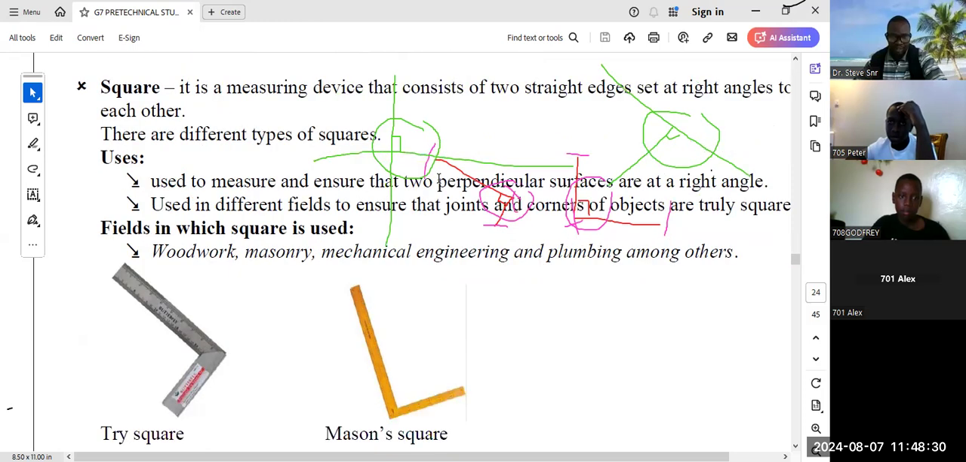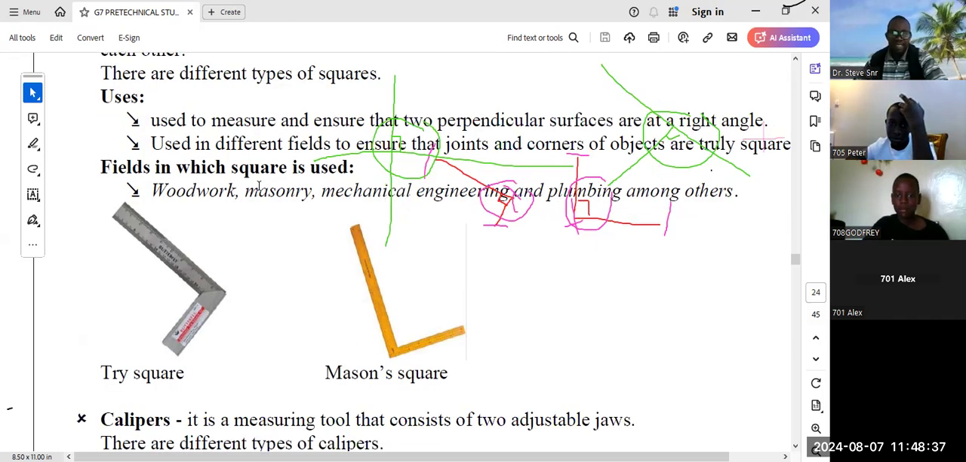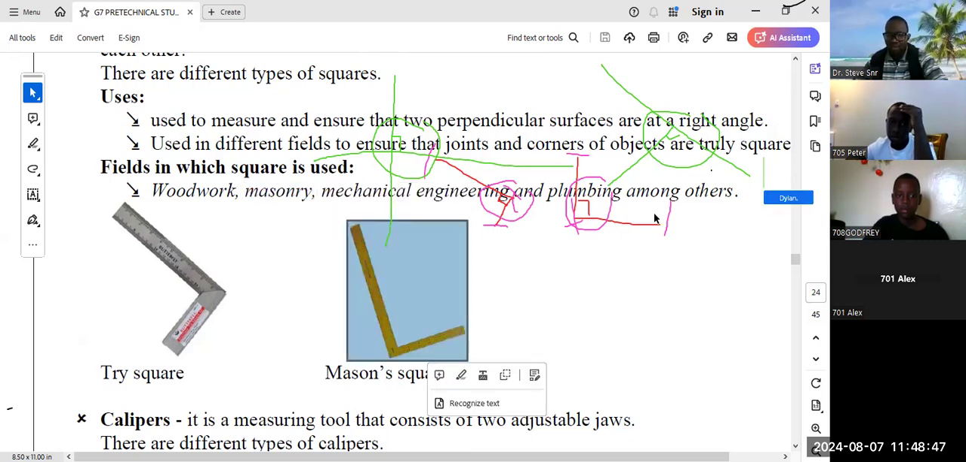We have already said the uses. Then we have the fields in which the square is used. The square is used in woodwork. It is also used in masonry. It is used in mechanical engineering, plumbing, among other areas.